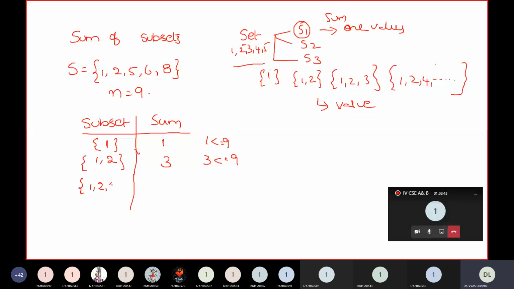1 2 5. The sum is 8. 8 is less than or equal to 9. That's why we will move to 1 2 5 6. So this is 14. So 14 less than or equal to 9, this condition becomes false. That's why backtrack one step and remove this element.